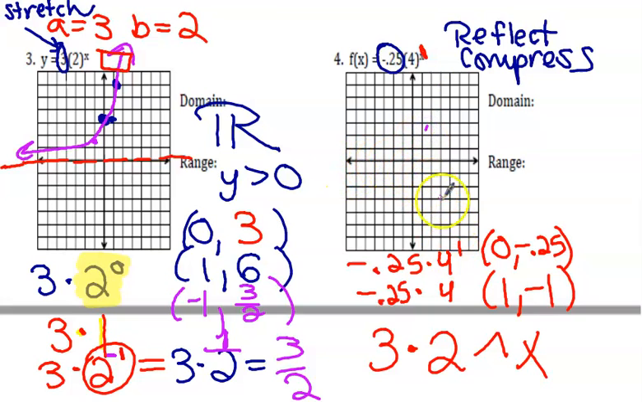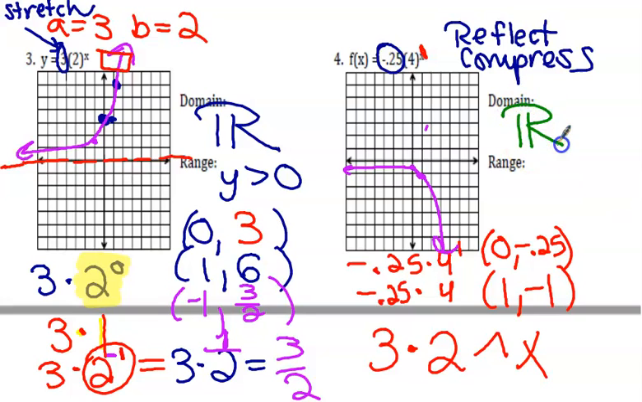Okay, so based on the reflection, instead of it going up, we're going to have it kind of curve this way. So I'm going to go 0, -0.25. So it's in between there. And then over 1 and then down -1. So we are going to kind of skate it by like this. And there we go. And you can plot more points if you like to, or put it in the table.